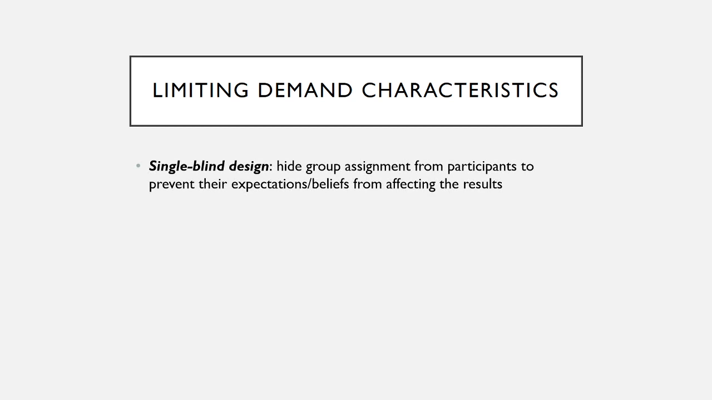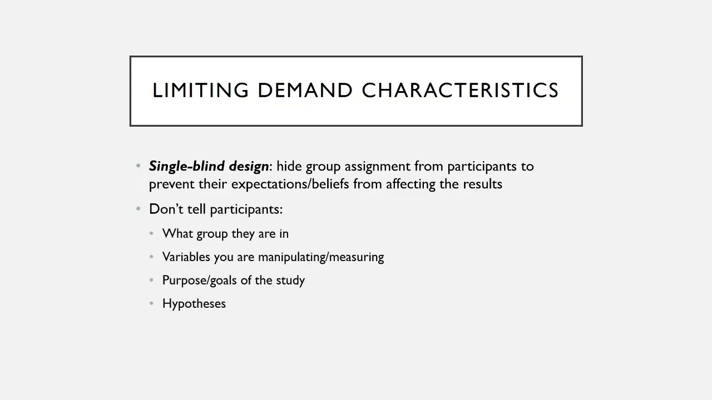So there are some study designs that are particularly used to try and limit these threats to internal validity. One is going to be your basic single blind design. Anytime group assignment is hidden from participants to limit the demand characteristics, this is what we call a single blind design. Single blind because participants, and participants only, are going to be unaware of which condition they were in.